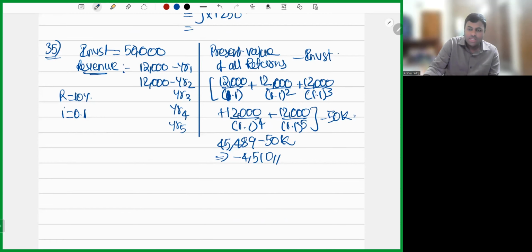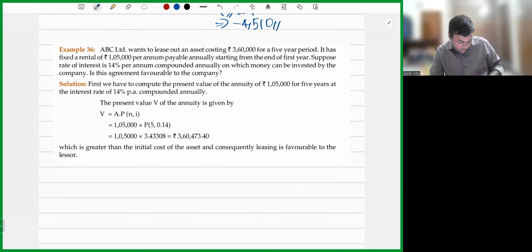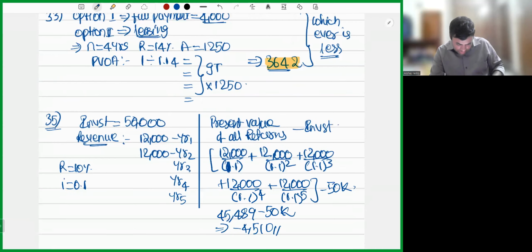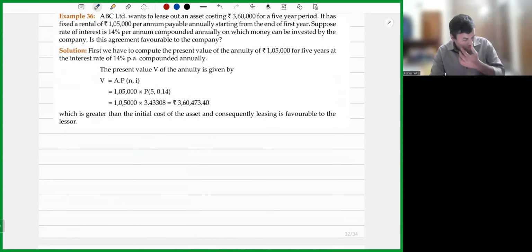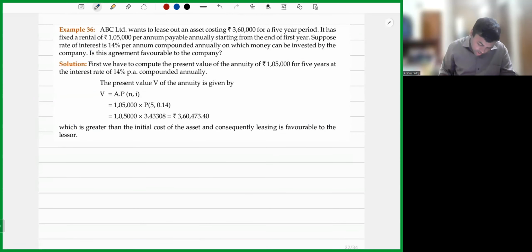We will do one thing. We will do a leasing sum from ICA material. So everybody, as we have done one question on leasing, I have downloaded an ICA material question. So let's go ahead and solve this question as well. He's telling ABC Limited wants to lease out an asset costing 3,60,000 for a 5-year period, with a fixed rental of 1,05,000 per annum payable annually starting from the end of the first year. Suppose the rate of interest is 14% per annum compounded annually, on which money can be invested by the company. Is this agreement favorable to the company?